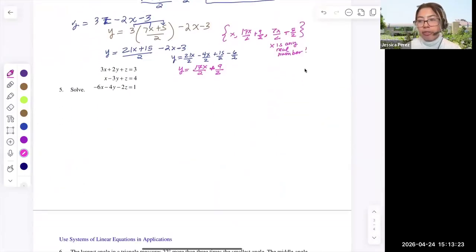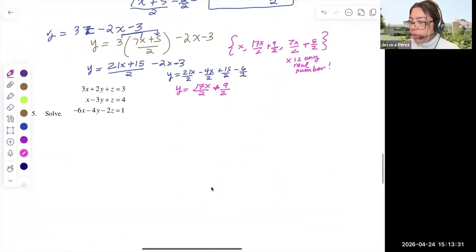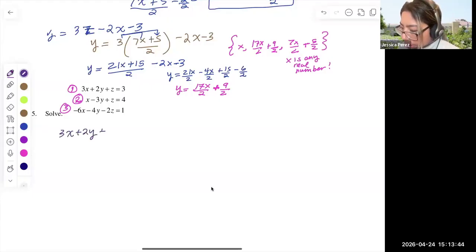Now, for solution number 5, the way that we work with question number 5 is, again, very similar. It's important for you to name your equations, equation 1, equation 2, and equation 3. So first, you're going to combine equations 1 and 2. So 3x plus 2y plus z equal 3. And then x minus 3y plus z equal 4.